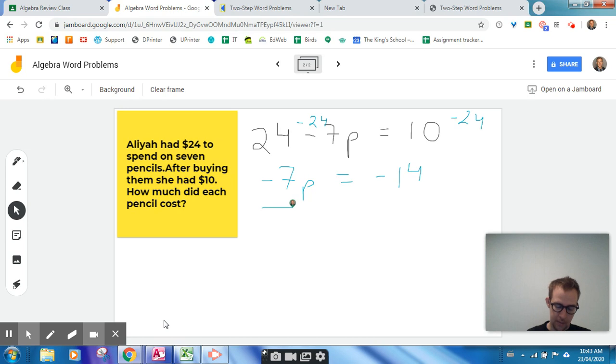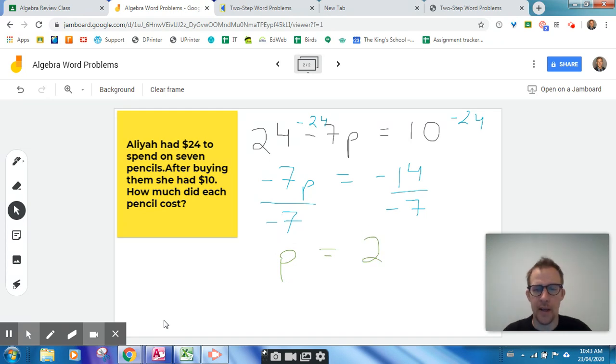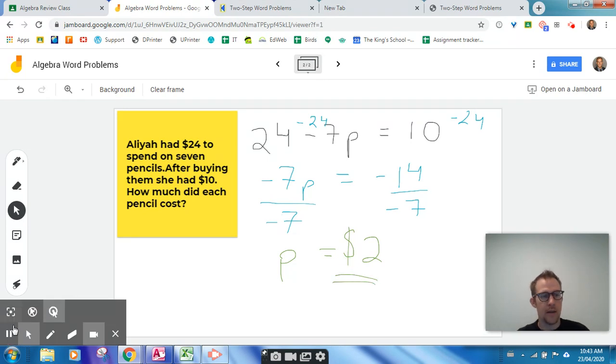And when we divide negative 7 by both sides, when you divide a negative by a negative, you'll get a positive. We'll get that 1 pencil, P, is equal to $2, because when you divide a negative by a negative, you get a positive. So the cost per pencil is $2. Okay, let's try one more, and then I'll let you guys do some of your own work.